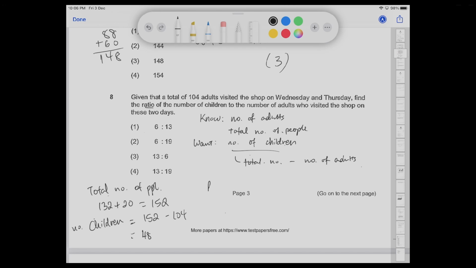Now we want to know the ratio of number of children to the number of adults. It's 48 to its number of adults, 104. If I keep making these markings here, please don't mind. But if you simplify this, let's see what you'll get. You can divide it by 4. We have 12, 204 divided by 4, 26. You can further divide it by 2, 6 to 13. Seems that is the final ratio. And the answer is number 1.